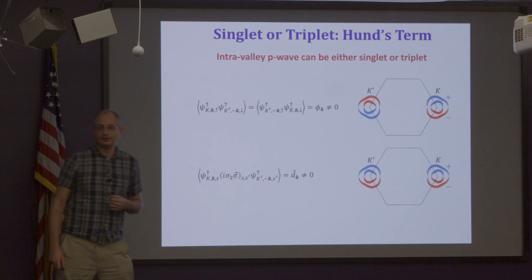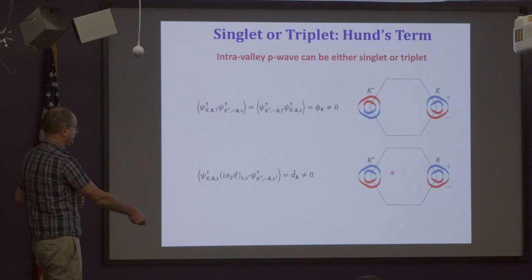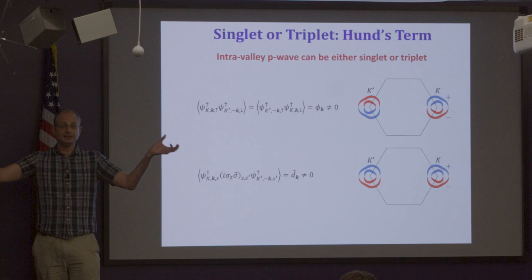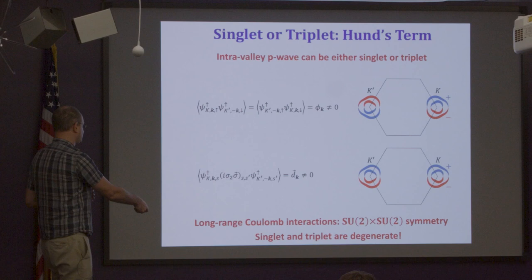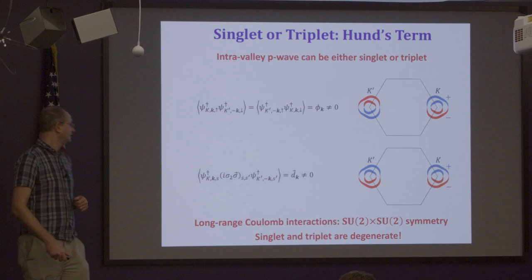The singlet one is really D-wave-like when you look at the entire Brillouin zone, and the triplet one is a proper P-wave. By the way, this is true also for an order parameter that doesn't change sign within a single valley. That can also be either singlet or triplet, so that by itself is not special. And as we discussed, if we only take the long range part of the Coulomb interactions into account, then there's this SU(2) cross SU(2) symmetry, which means that you can rotate the spin in valley K relative to the spin in valley K prime, meaning that singlet and triplet are actually degenerate.